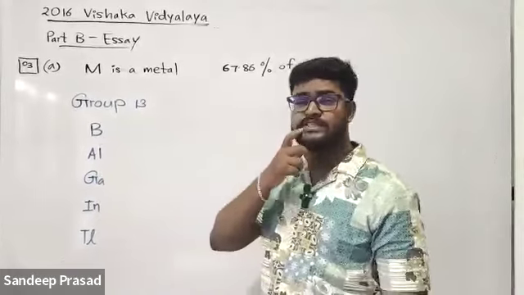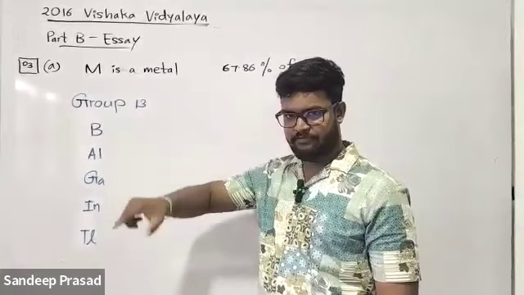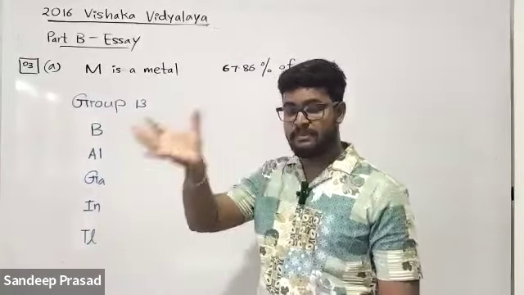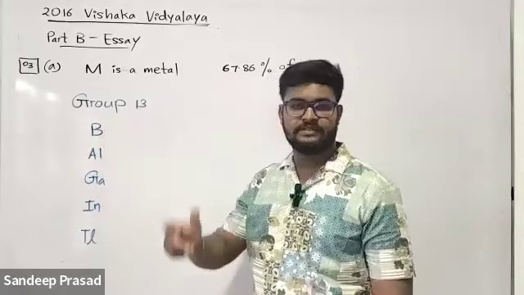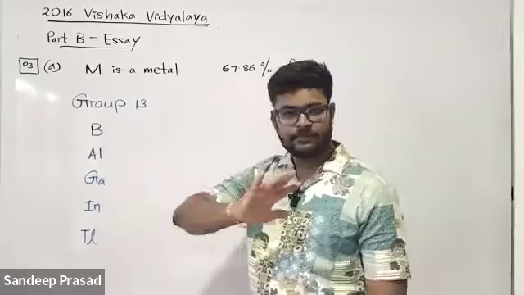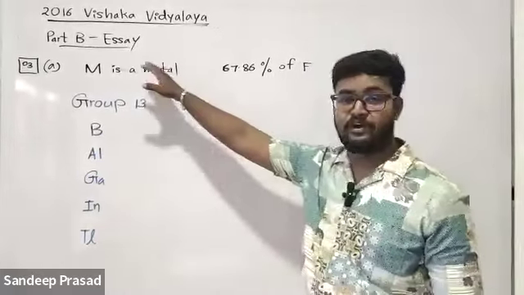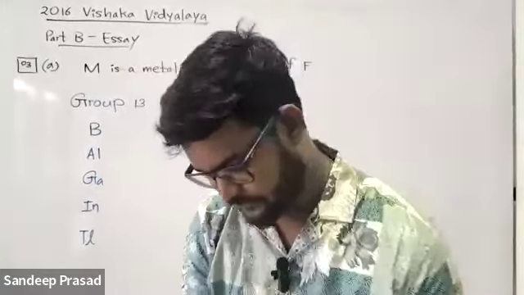Boron is sometimes considered a metalloid because, can you remember, in the periodic table there is the staircase dividing the metals and non-metals. So sometimes boron is considered a metalloid, but the others are completely metals, right? So therefore, at the beginning of the question, they have given non-metal. That is wrong.